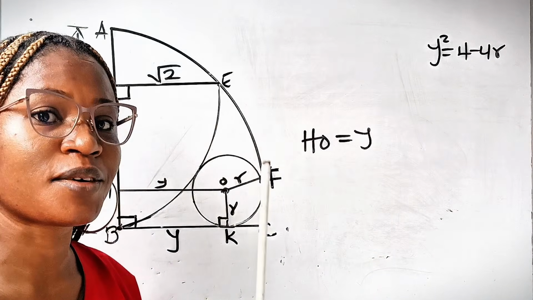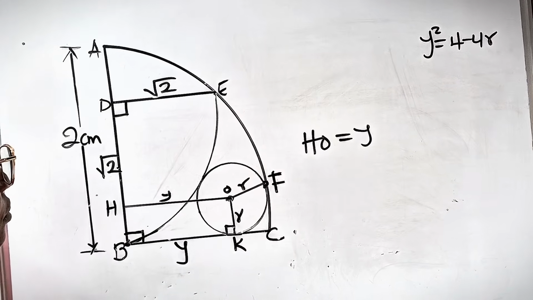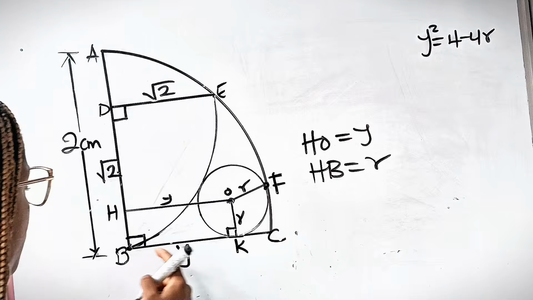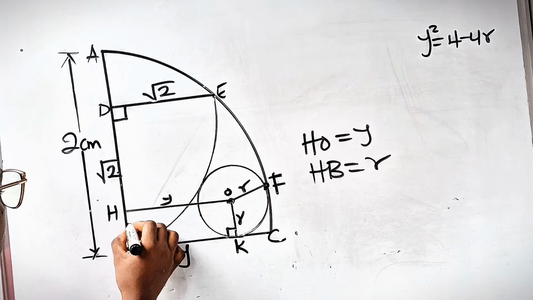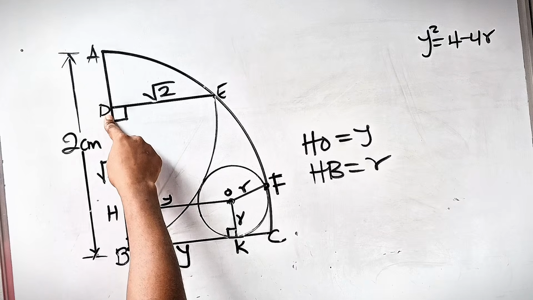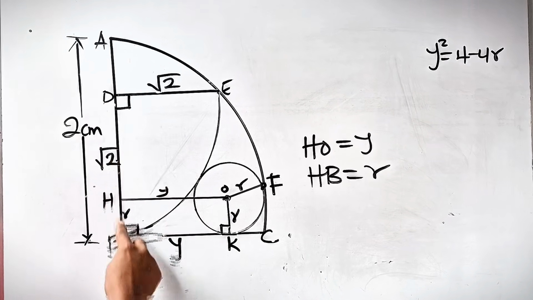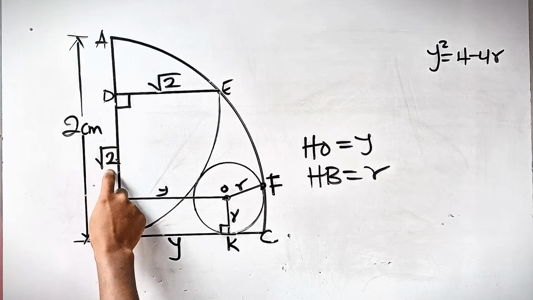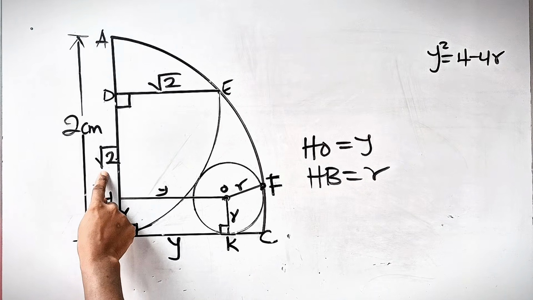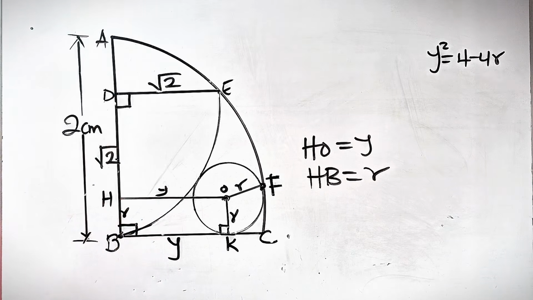Now, we're almost at the end of this video. Yes, really. Now, HB is equal to R. So we label this R. Now, from D to B is root 2, right? From D to B is root 2. So that simply means that DH is root 2 minus R. All right? DH is root 2 minus R.